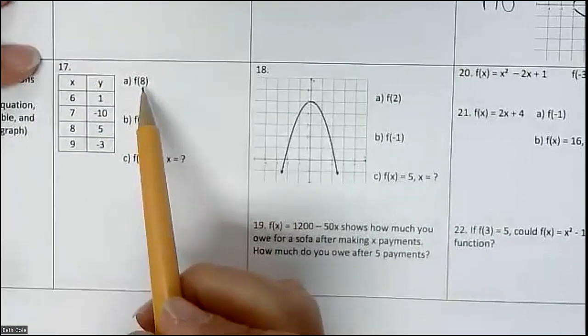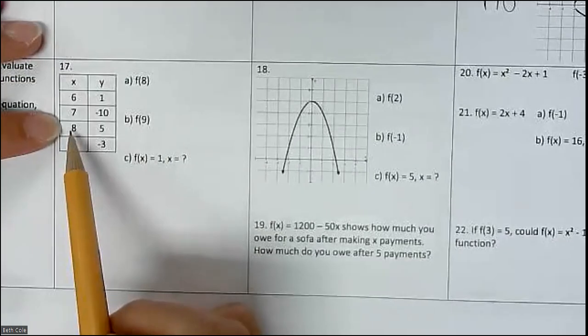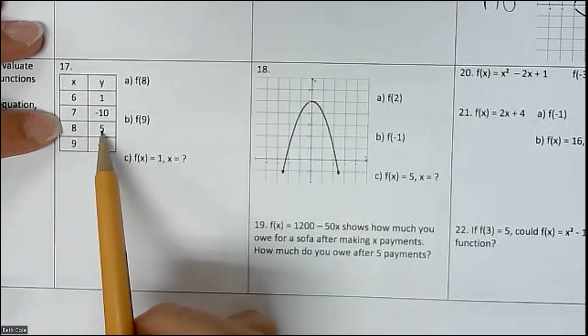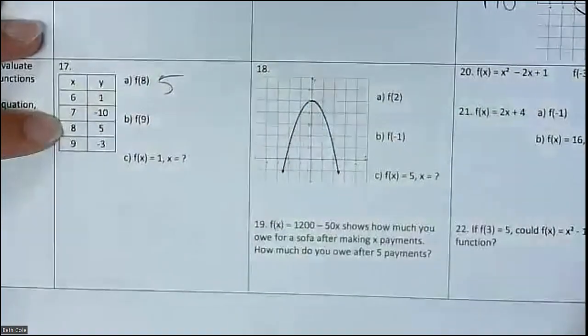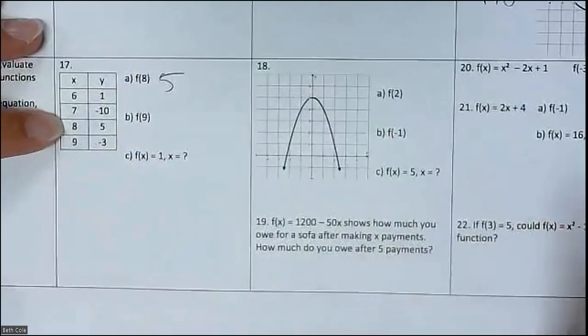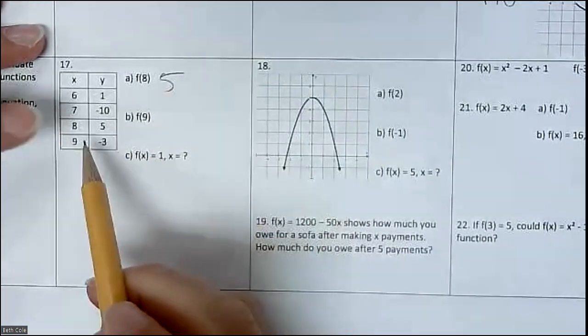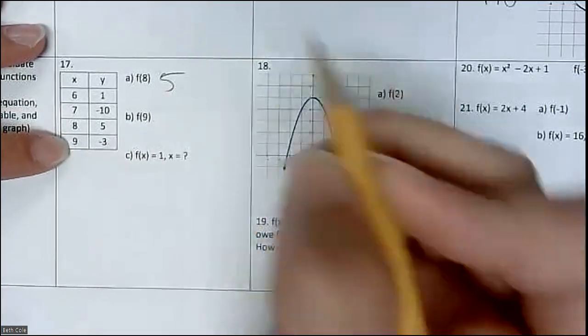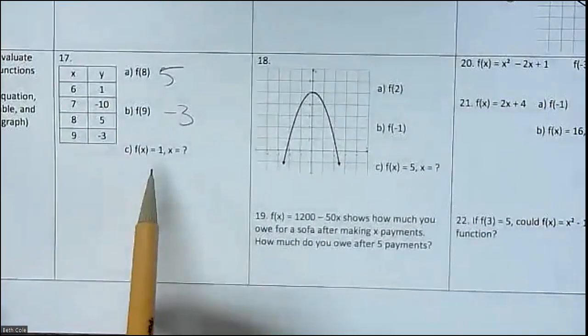A says f of 8. You're going to find 8 on the x column. Where does it go? 5. Your answer is 5. Literally, that's it. Okay. But you have to be able to read the table and pay attention. Right? F of 9 would be what? -3. Good.